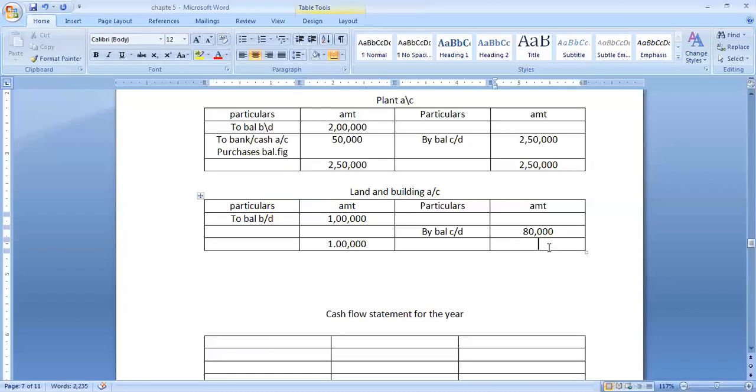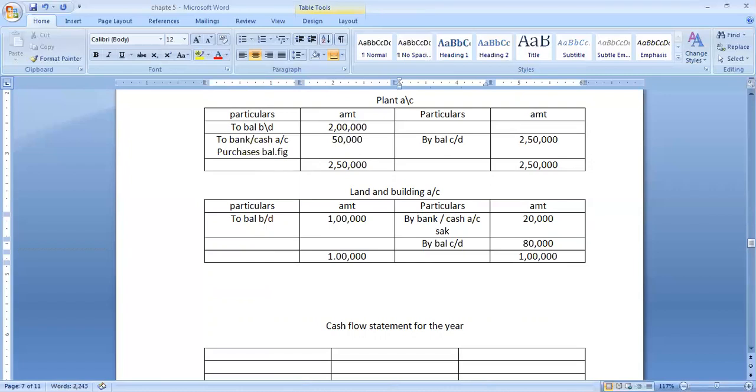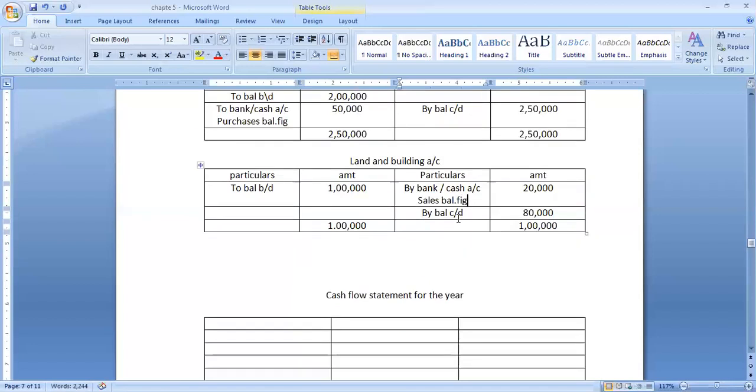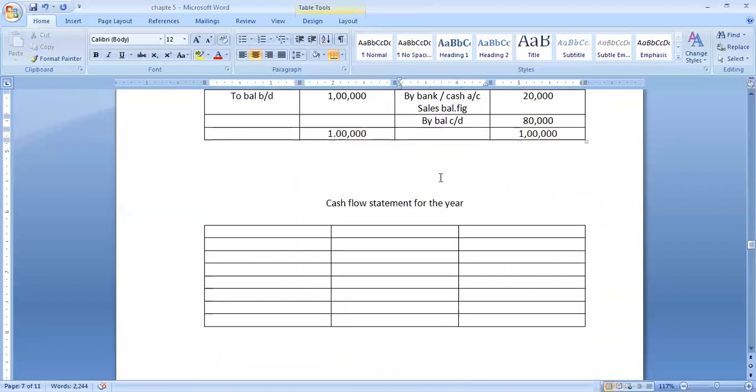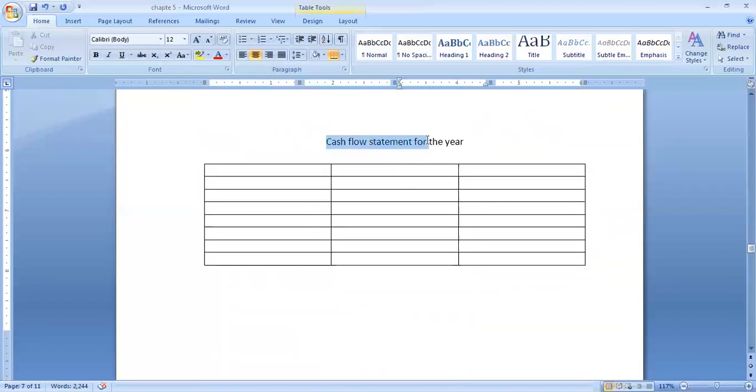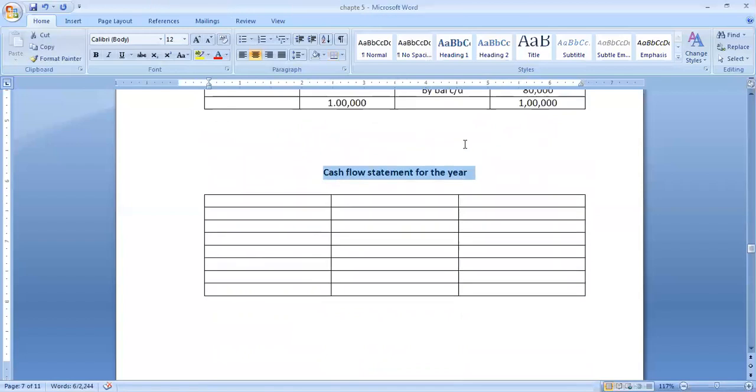Okay. It is 1 lakh. So remaining is called as, you got the difference in the credit side. So you got it as 20,000 is the difference. It is taken as sales by bank or cash account, which is indicating the sales. It is the balancing figure. Okay. Got this plant and land and building account. Then go ahead with preparing the cash flow statement for the year.